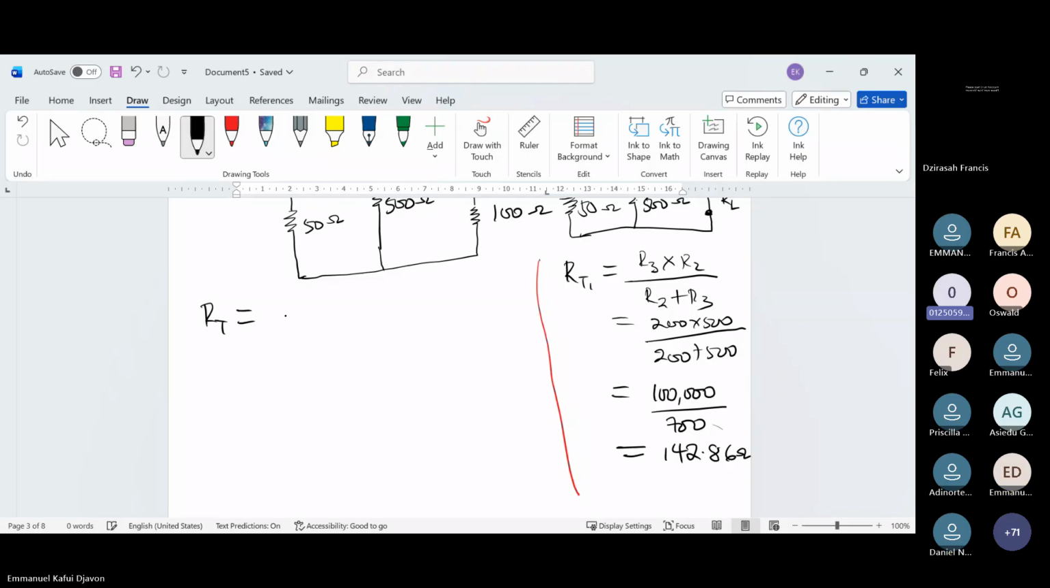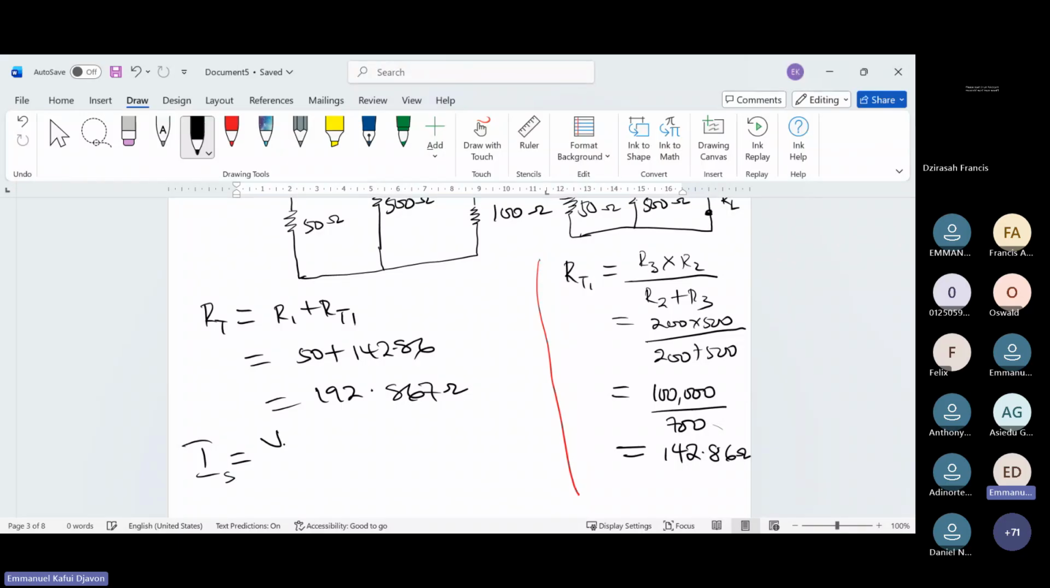So RT equals R1 plus RT1. That will give me 50 plus 142.86, which gives 192.867 ohms. Now I know the RT. I have to get the IS. So I is equal to V over R. V is 10, all over R, which is 192.867.